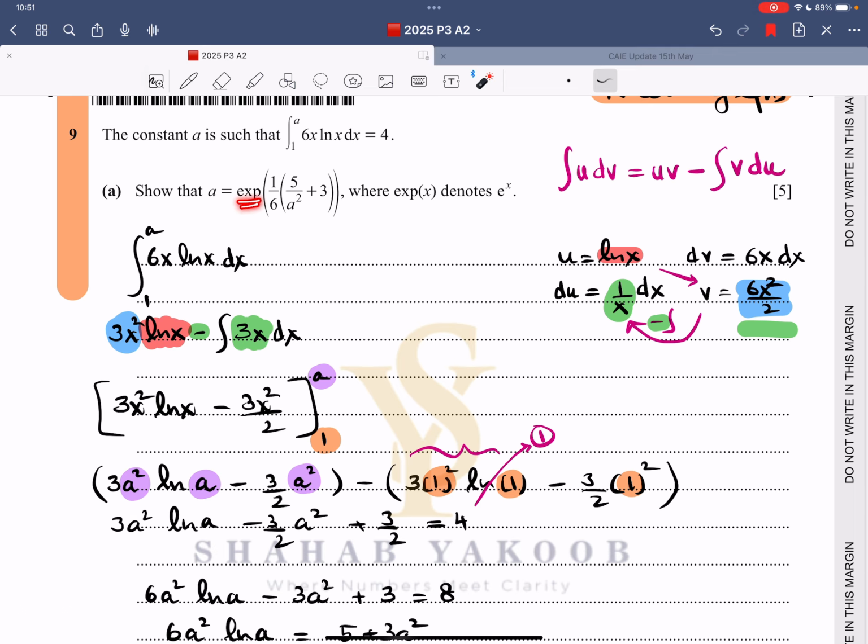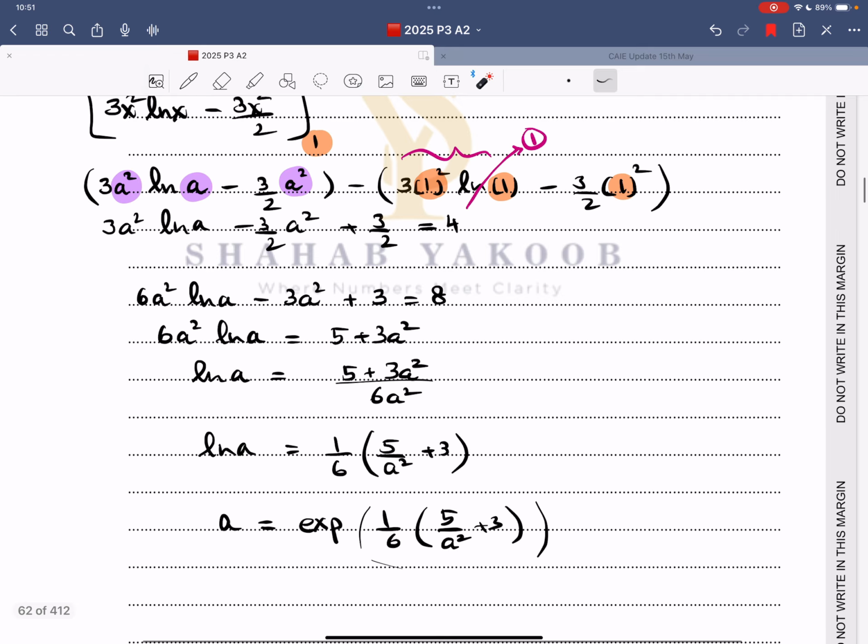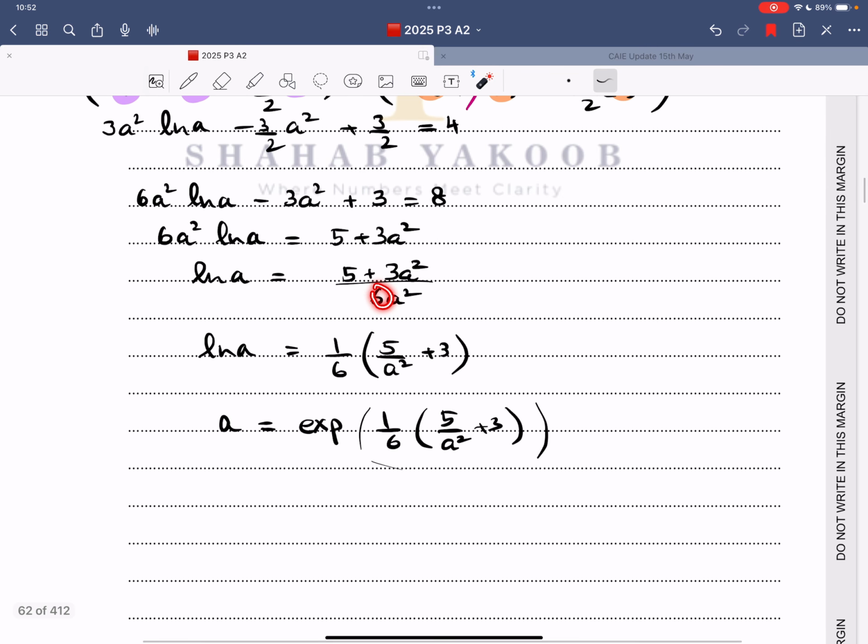So if exponential is on this side, that means ln of a is something. So therefore, let's make this ln a the subject. This is 8, this is 3, the difference is 5, this negative 3a square becomes positive, division by 6a square. They have taken the 6 common out. 5 over a square plus 3a square over a square, we get this thing. Therefore, a is this much, and let me just remove this thing. So now a is exp, e raised to the power of this whole thing. So this thing is done, this is done and dusted.